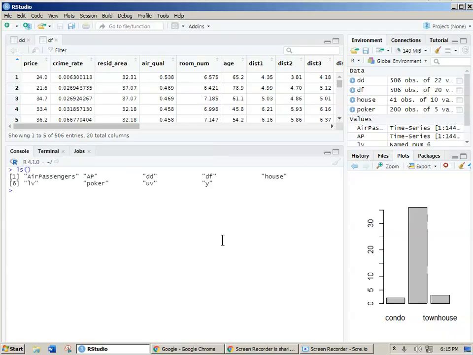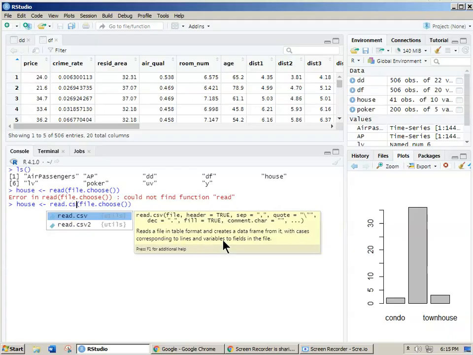No. You want to make sure you have your data in there first, because sometimes you'll open this up and your data will be gone. So you might want to reload it again. If you want to reload it, let's say we did house, and then read, and then file.choose. Get it memorized. What, could not find function read? .csv. Sorry. Like I said, have this memorized.